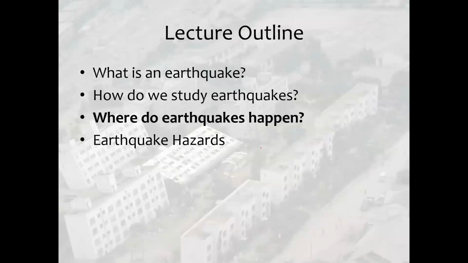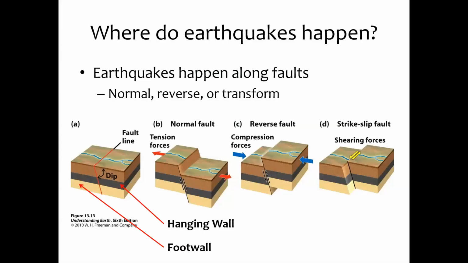Okay, let's talk about where earthquakes happen from a global perspective. Earthquakes in general are going to happen along faults, along breaks in rocks along which motion has already occurred. And those faults, remember, they can be normal, they can be reverse, or they can be transform faults. You can have earthquakes that occur that accommodate some of any of these types of motion.